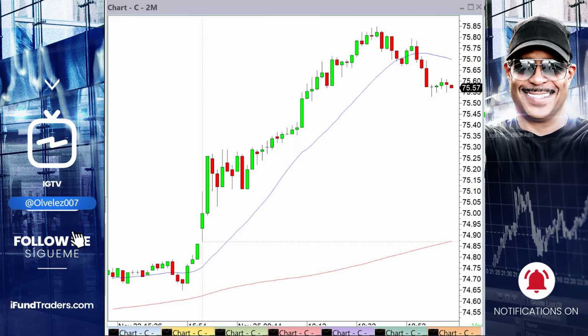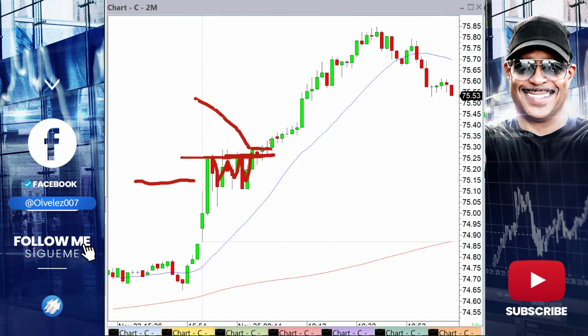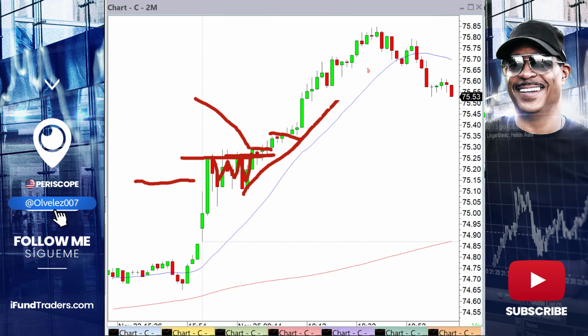C, beautiful power trend for a portion of the morning. Once again, power bar, stock stays in the upper portion of the power bar, taking out red right there. Boom, boom, boom. Power trend, 8-period moving average, out.